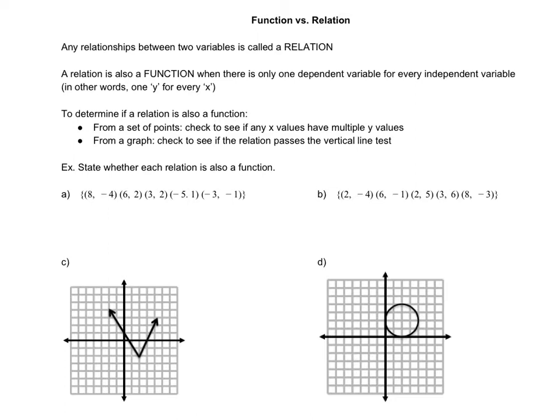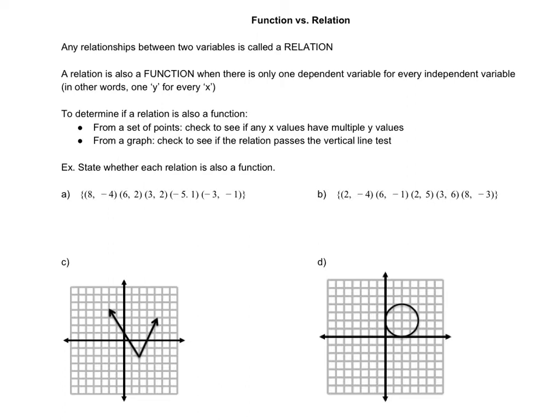Now, in order for you to see if a relation is also a function, it depends on what you're given. If you're given a set of points, like the first two examples, you're really just checking to see, for every x, is there only one y? If there's only one y, then it's a function. If there are multiple y values for a certain x, then that makes it only a relation. From the graph, you do something called a vertical line test, but I'll talk about that in a little bit.